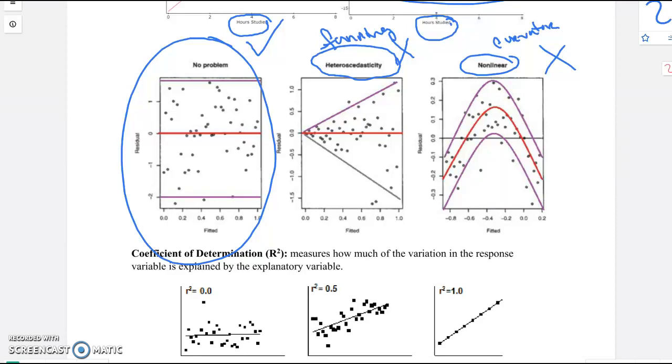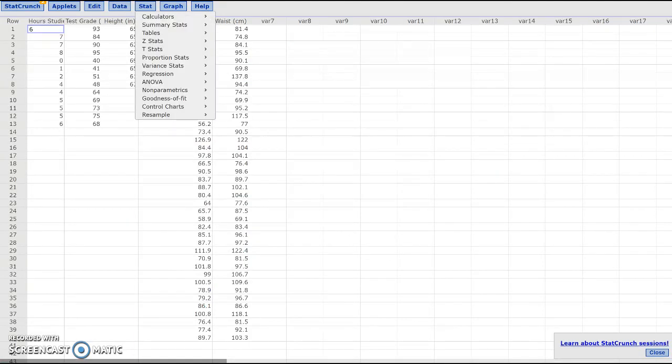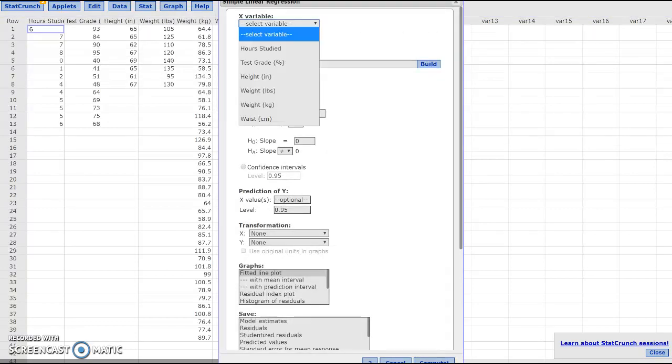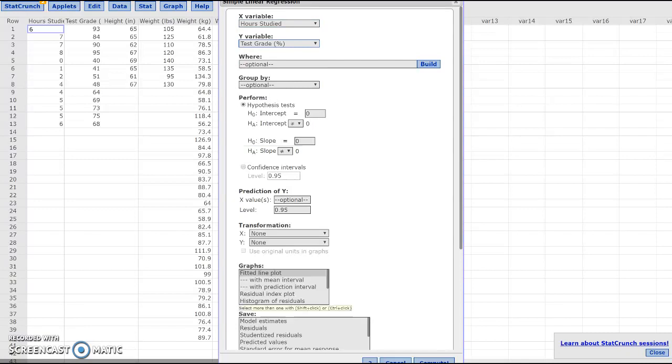If you go back into your data set and you want to access your residual plot, you click on Stat, then Regression, and Simple Linear. So it's the same thing: here, hours studied, maybe test grade. Then when you go down to Graphs, you're going to see residual versus x values. You're going to click on that one and go ahead and compute.